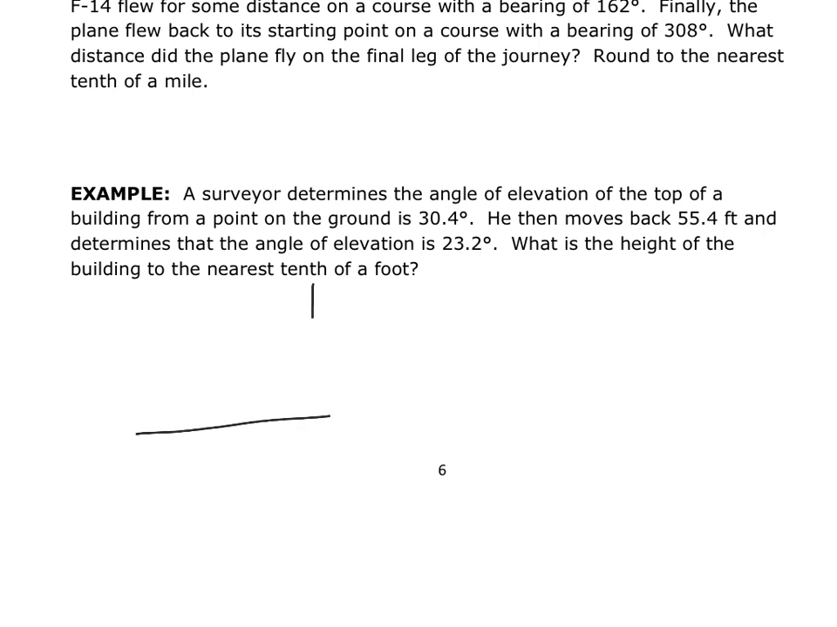So here's the surveyor when he initially does this angle of elevation. So in other words, he's looking up. This angle of elevation is initially going to be 30.4 degrees. He then backs up 55.4 feet. That's how far this leg is. When he does this new angle of elevation, it is 23.2 degrees. What they want is the height of this building to the nearest foot.